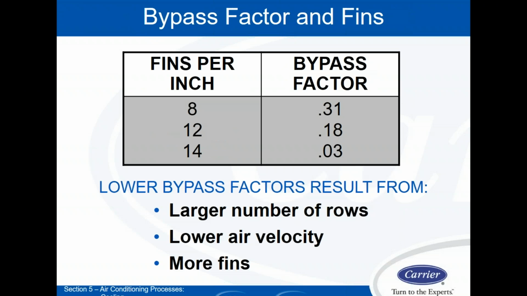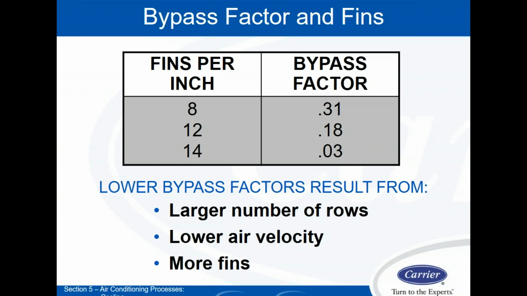The fins per inch are also a factor. So if I keep the velocity fixed and the number of rows fixed in the discussion, and we just talk about changing the fins per inch, here are some examples. A lower end coil might have 8 fins per inch, which is a 31% bypass factor. And then on the higher end, 14 fins per inch, which granted is going to have a higher pressure drop and cause more fan energy to be needed, but it's only going to bypass 3.